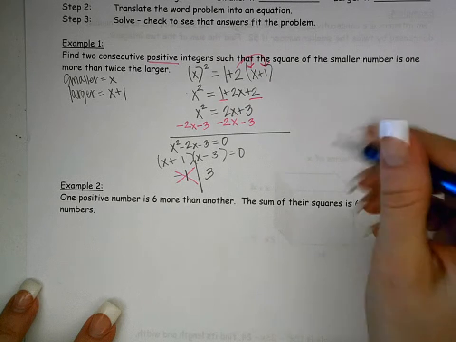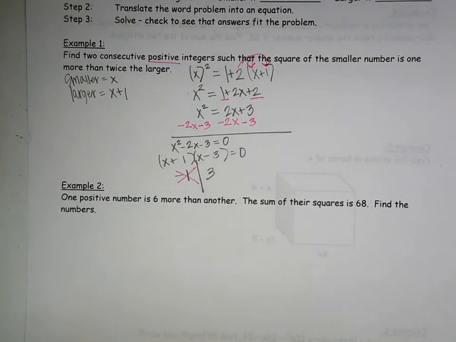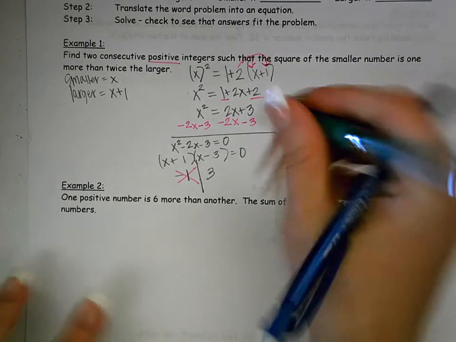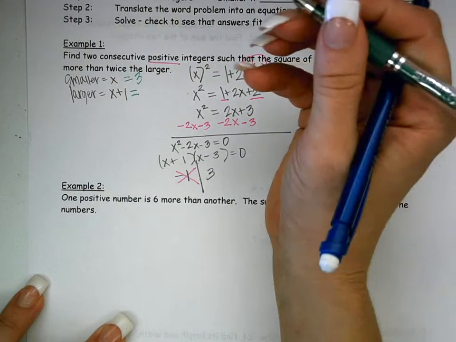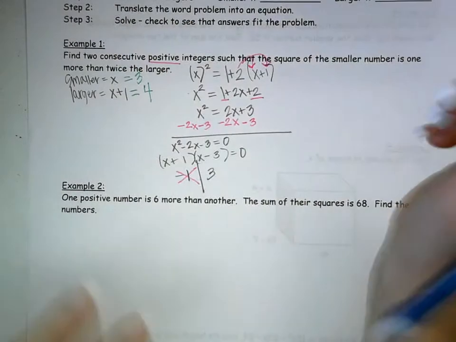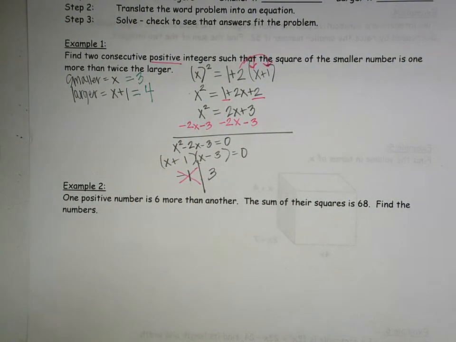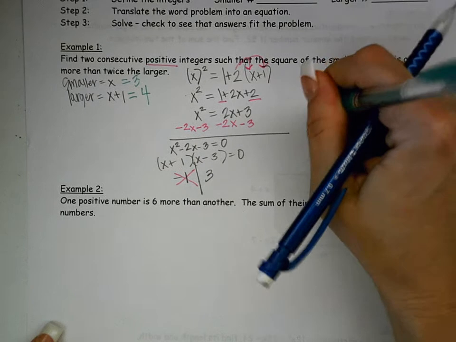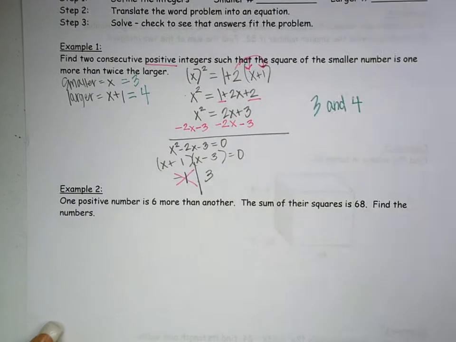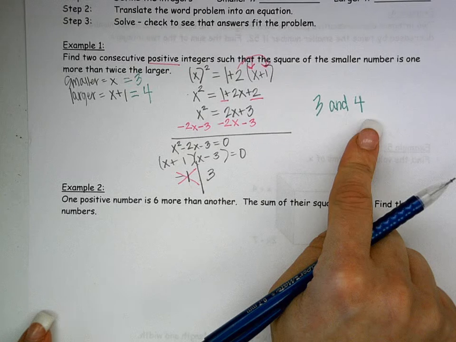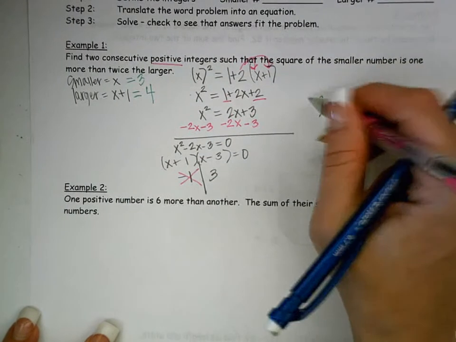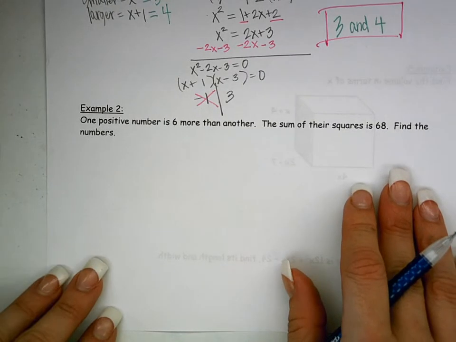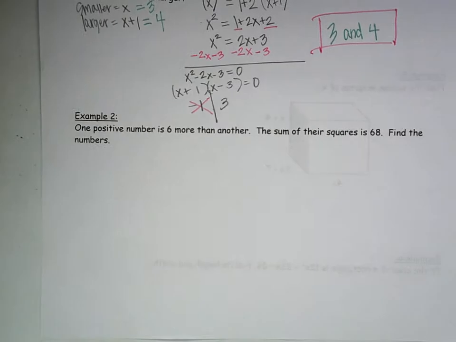Now, once you find this answer, you are not done. To get your actual answers, you have to plug things in. So your first answer is 3. What's your next integer? 4. Consecutive integers: 3, what comes next? 4. So the answer is 3 and 4. If you didn't realize that those were consecutive integers, you could plug back in: 3 and 3 plus 1 is 4. So that's true. That's it. Your answers are 3 and 4.